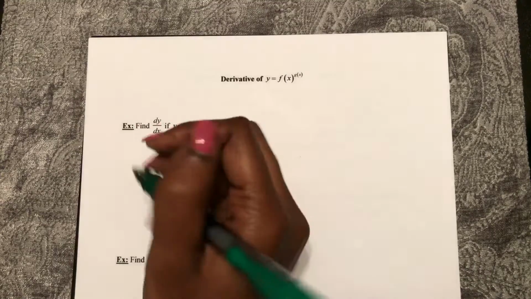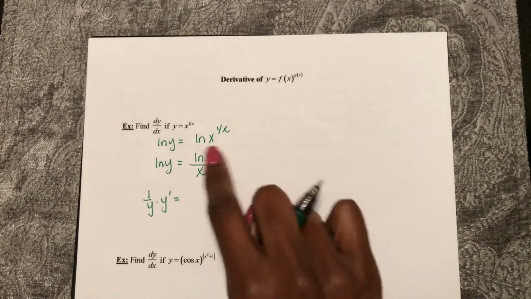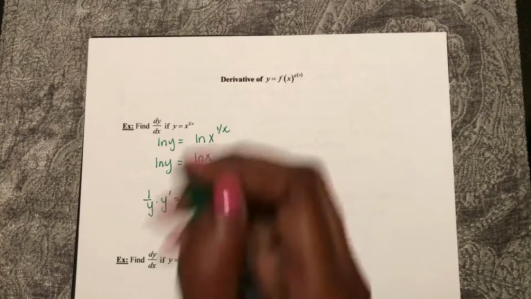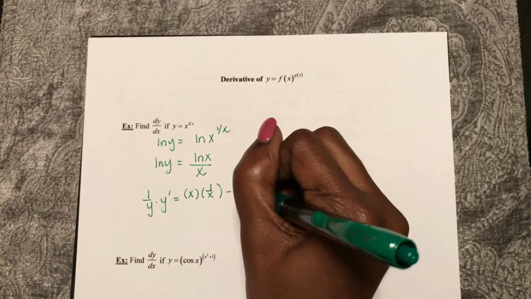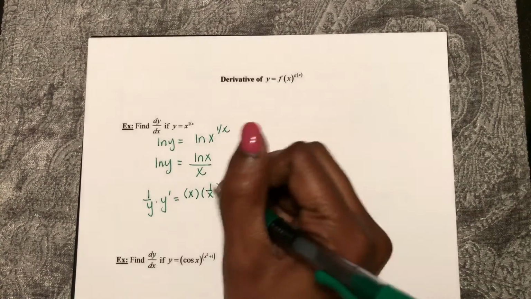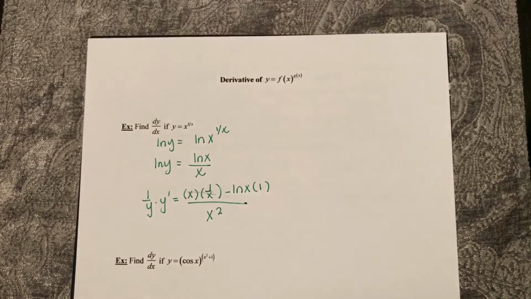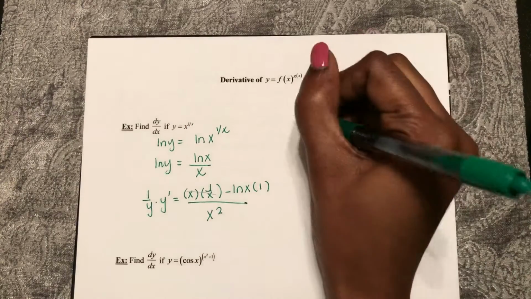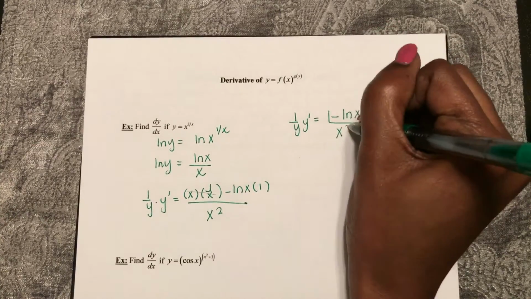So let's see, my left side differentiates to be 1 over y multiplied by y prime. And this is, I'm going to do a quotient rule. So low d high minus high d low, square the bottom, and away we go. So first thing I see that happens here is this x and 1 over x cancel with each other. So that just leaves 1 there. So I have, let's see, 1 over y y prime equals 1 minus ln x over x squared.